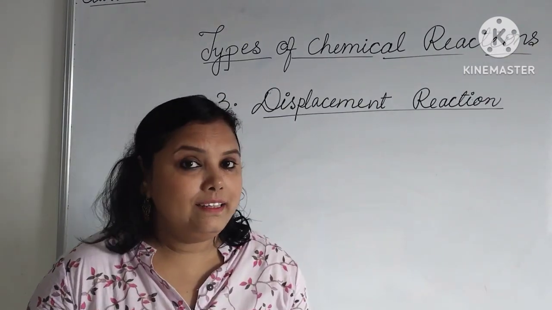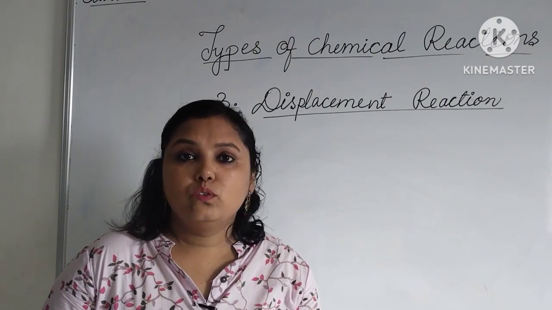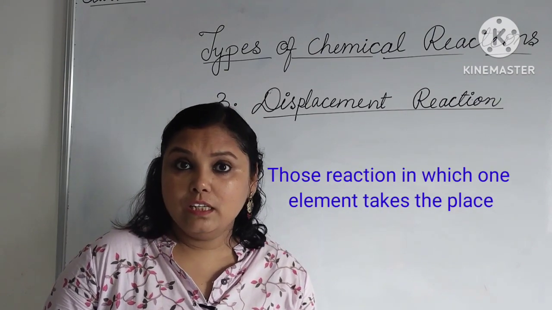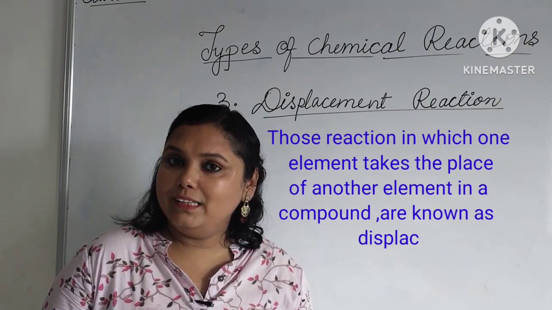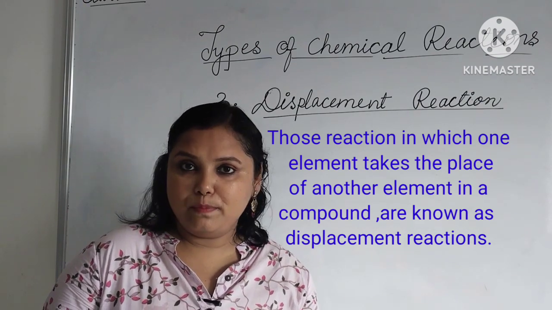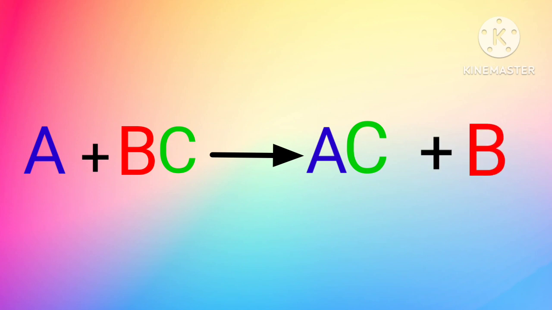Okay. Now let us see the third type of reaction, that is displacement reaction. So what are displacement reaction? Those reaction in which one element takes the place of the other element in a compound are called displacement reaction. Let's say we have element A and compound BC, and A is more reactive than B. So it's going to displace B and combine with C. So we have AC plus B.